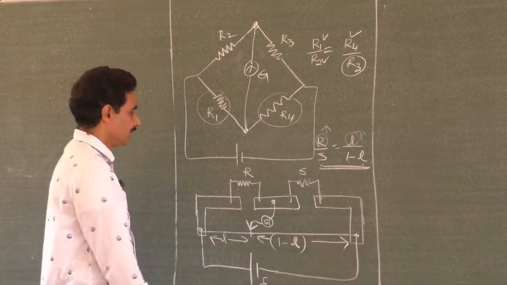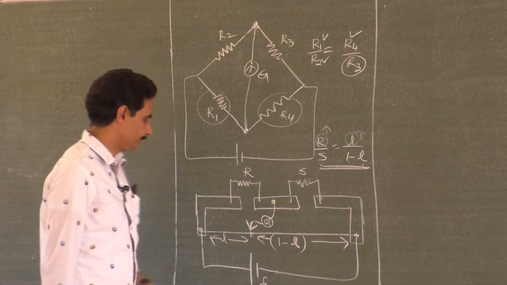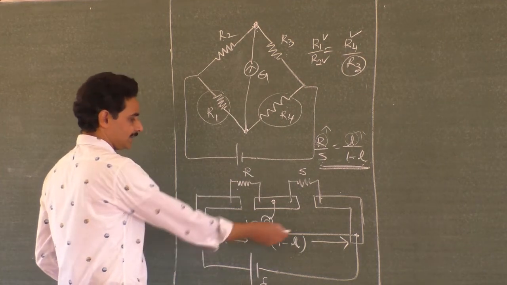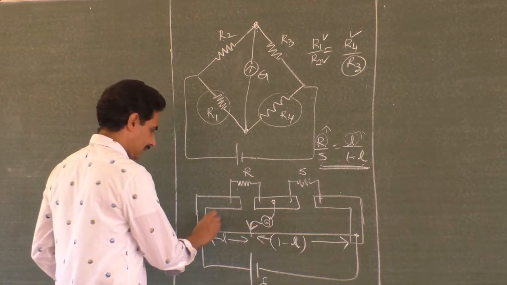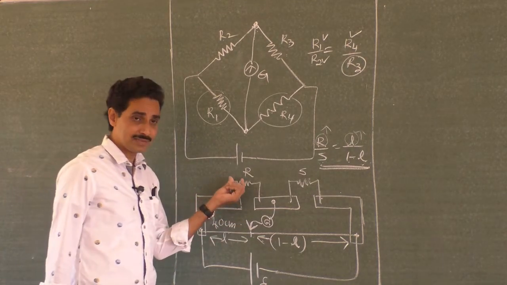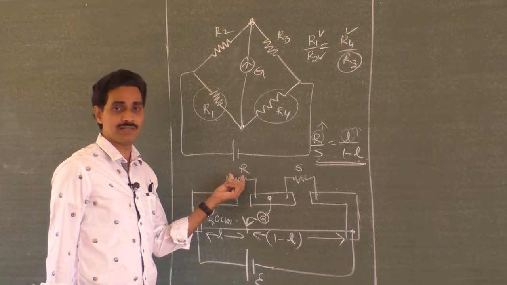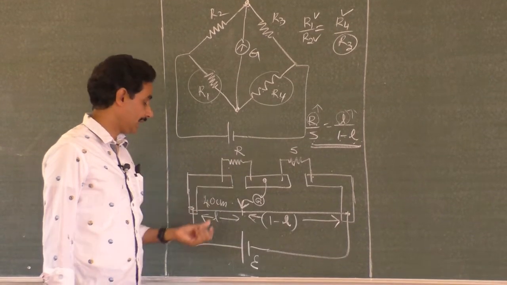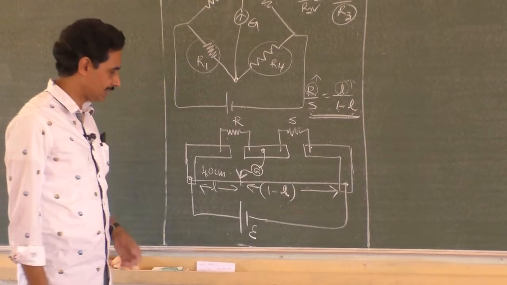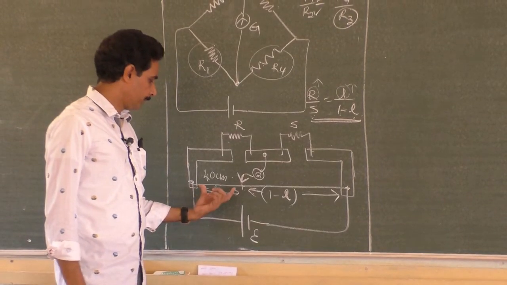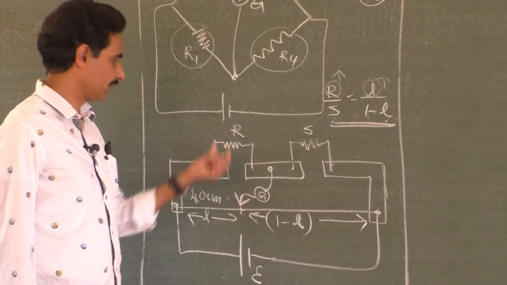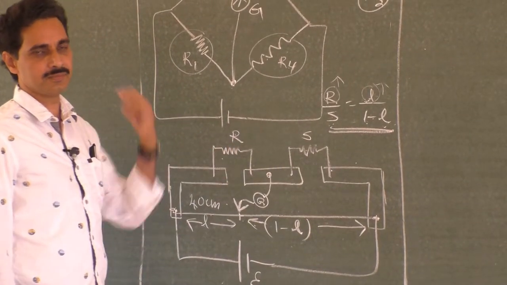Another thing, suppose the problem runs like this. When a resistance is balanced in a Wheatstone's bridge, the balancing length is found to be 40 centimeters. When another coil is connected in series with the resistance in the left gap, the balancing length changes by 10 centimeters. Did you follow my sentence? A Wheatstone's bridge is balanced at 40 centimeters for some resistance R.